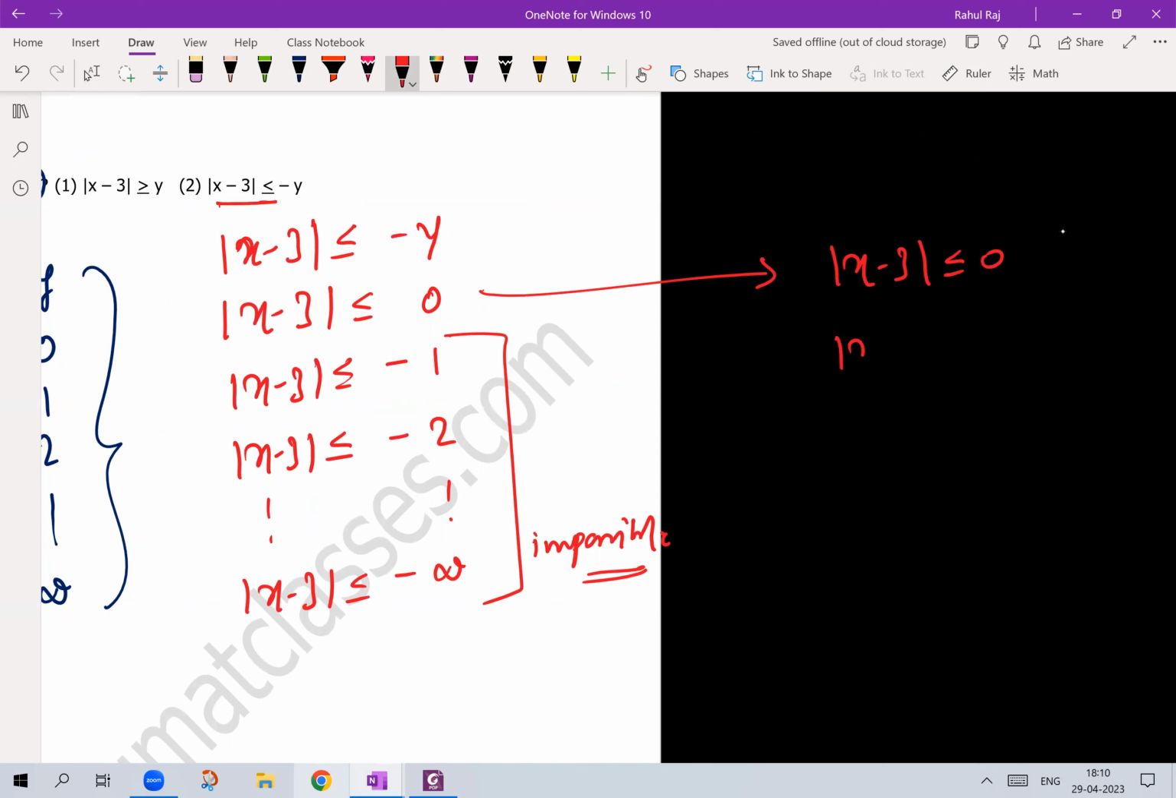What does this mean? That mod of x minus 3 is less than 0 or mod of x minus 3 is equal to 0. The first is not possible, mod can never be less than 0. So there is only one possibility, mod of x minus 3 is equal to 0. When is this possible? Only when x is equal to 3.